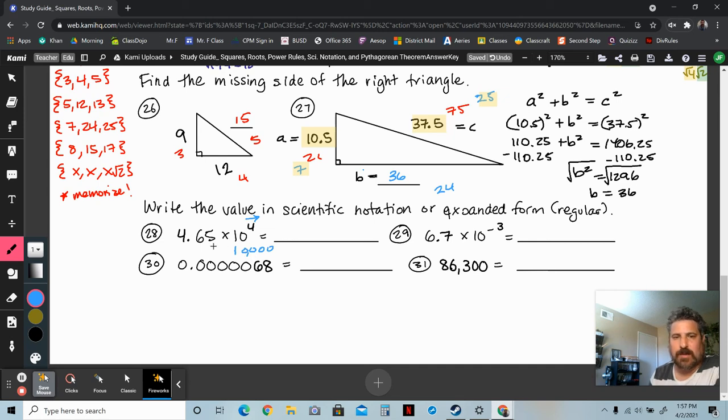So it's going to be 4 times 10,000, which is 40,000. And 0.65 times 10,000, which is 6,500. So it would really be 46,500, right?